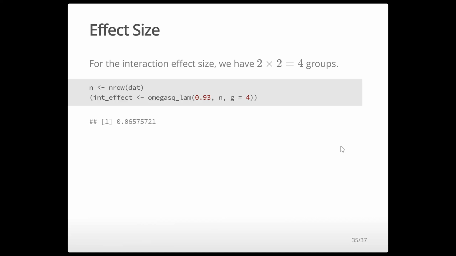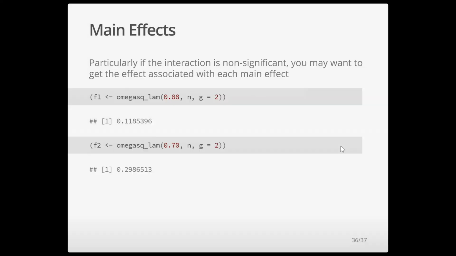So we can also think about effect size. For the interaction, we have 4 different groups, so we're going to plug in 4 for G, and then our N is our total sample size. So we get our omega squared of 0.07. If the interaction is not significant, we may want to get the effect associated with each main effect. This is a little bit difficult to interpret because of the interaction, but if there was a non-significant interaction, we can interpret these as well.